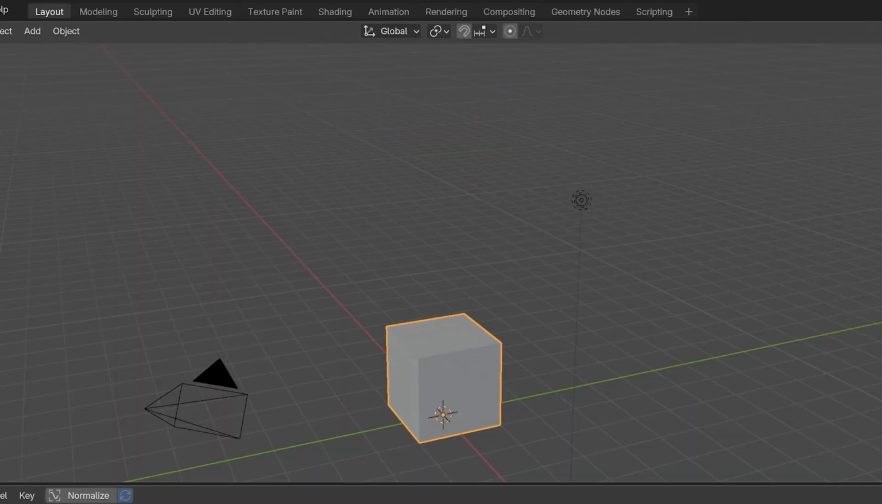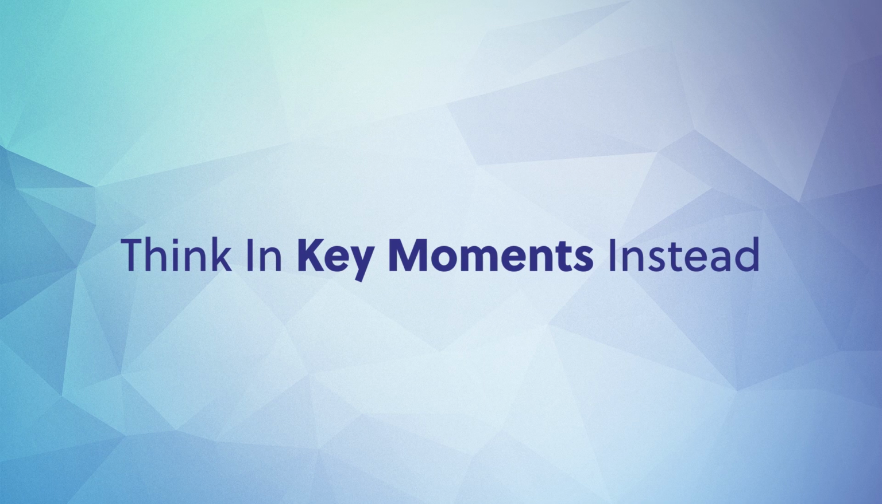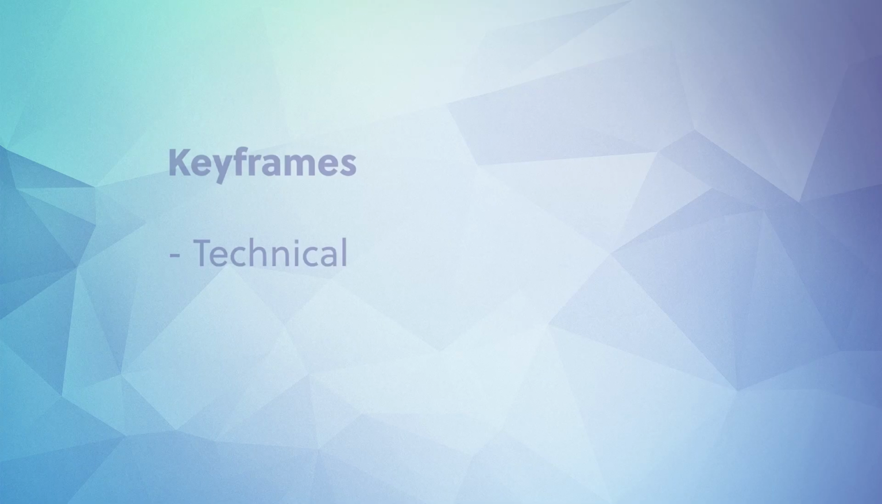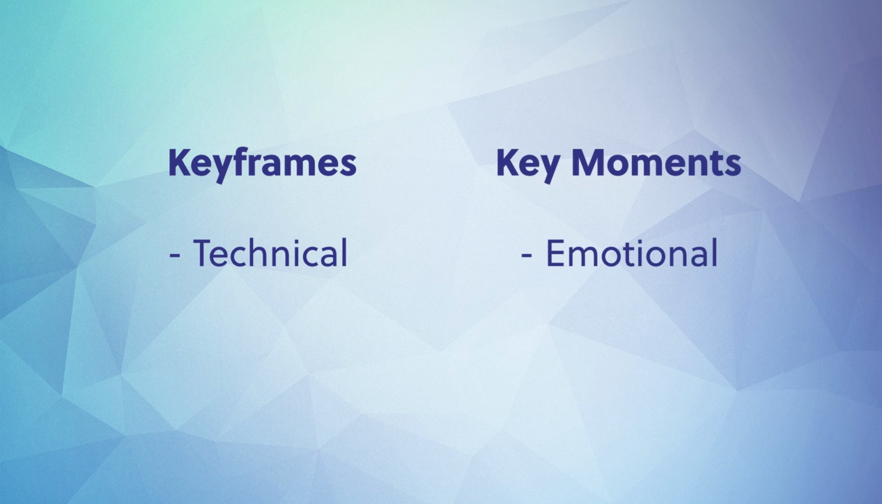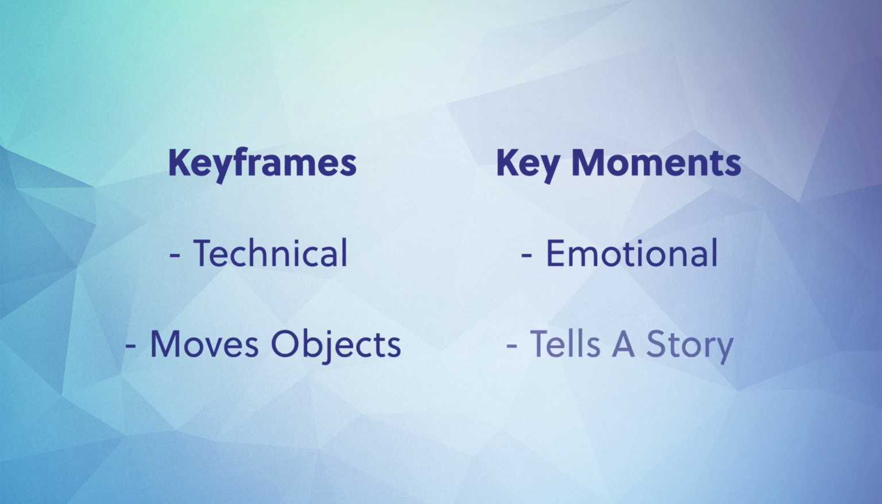But if you're only thinking in terms of keyframes, then you're approaching animation like a robot. And what we want to do is give our animations some life. Every good animation tells a story, even if it's just the default cube jumping. But stories aren't built on technical data like keyframes. Instead, they're built on moments that matter. Which leads me to the main point of this video, thinking key moments instead. So instead of focusing on keyframes, let's shift your mindset to something better, key moments. So keyframes are technical and key moments are emotional. One moves objects, the other tells a story.